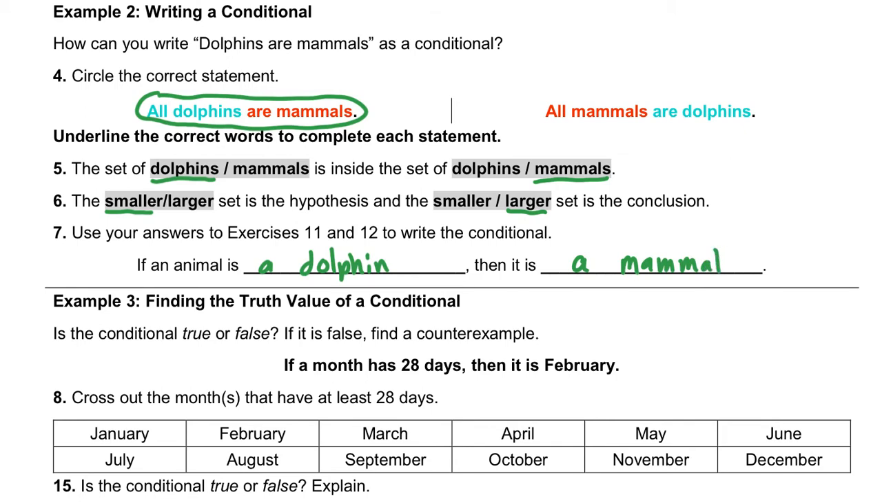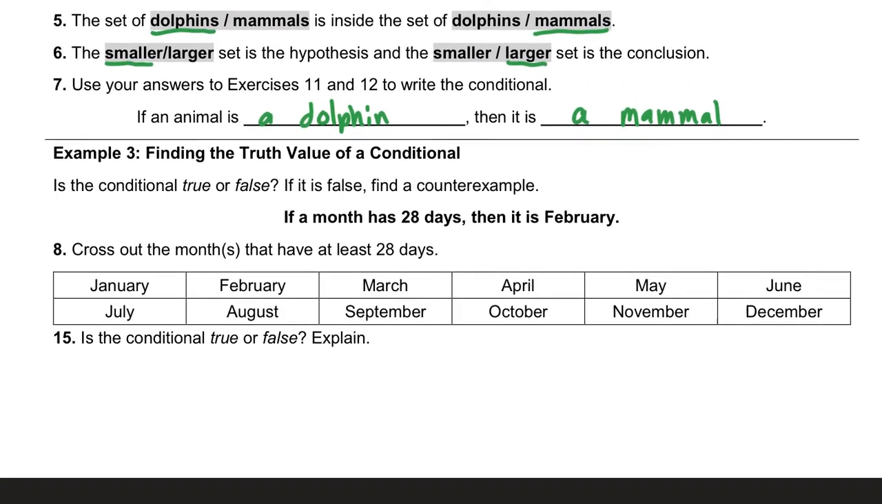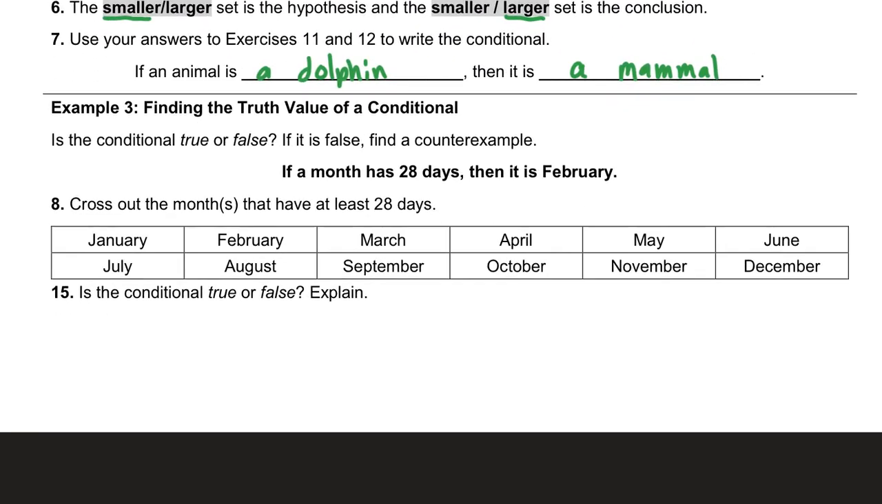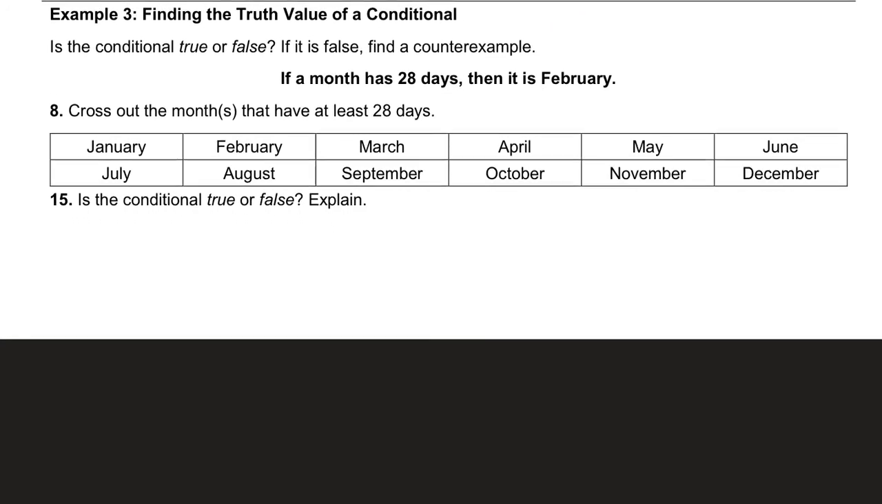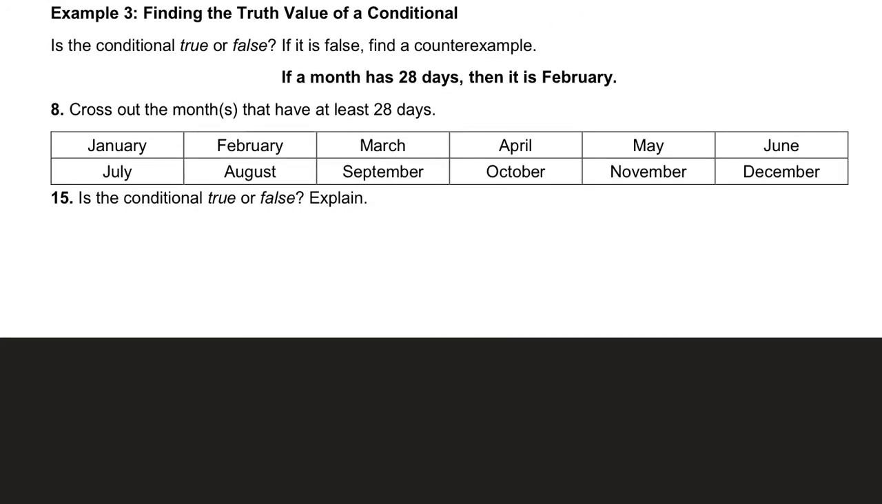So in example 3, this is where we evaluate the truth value of a conditional statement. So this is where we kind of work on our communication skills and our interpretation skills here. So is this conditional statement below true or false? If it is false, we have to provide something called a counterexample. And I'll explain what a counterexample is. So if a month has 28 days, then it is February. So to evaluate that statement, we have to think about months that have at least 28 days. Because I'm not saying a month has exactly 28 days. I'm just saying a month has 28 days.